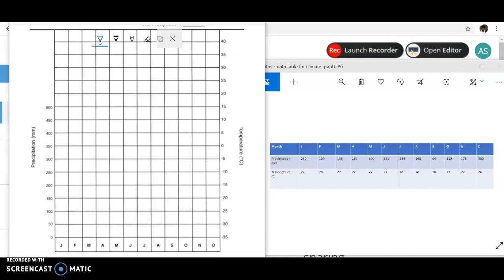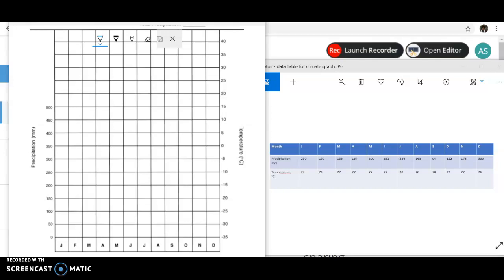Good morning, scientists. I wanted to share with you how to create a climatograph. You might hear it just called a climate graph or a climategram. And as you know, these are used to document the climate of a biome. And making one will help you to understand how to interpret one.